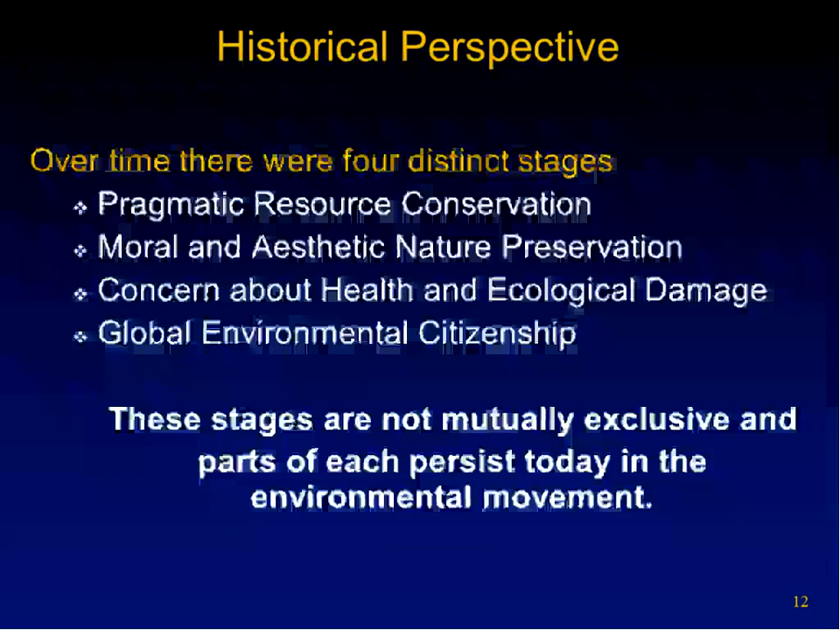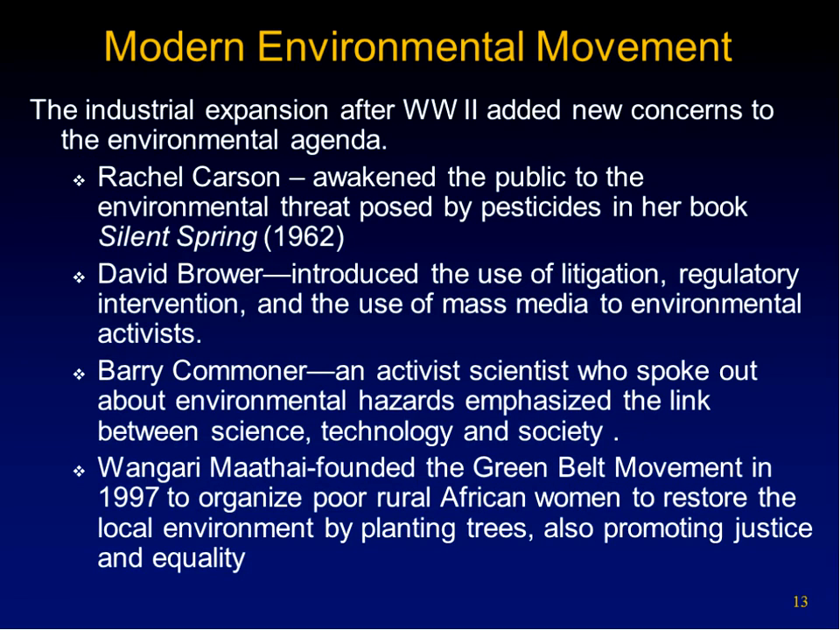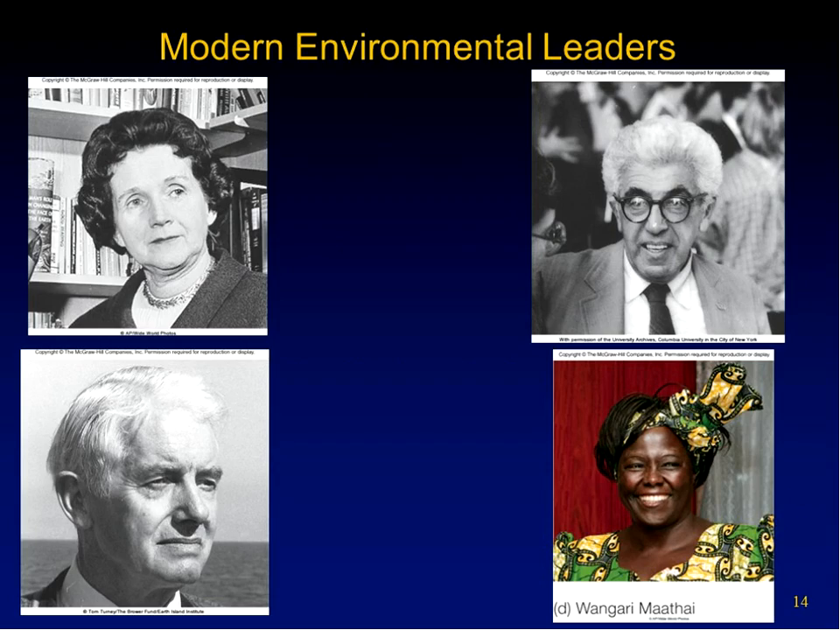Your chapter also goes into a little bit about the history of environmental sciences. And so I'll let you take a look at that and examine the 4 distinct stages. After a brief history, the chapter then goes to a look at some of the key environmental scientists that have led us to where we are today. They're listed here: Rachel Carson, David Brower, Barry Commoner, and Wangari Maathai, the late Wangari Maathai. So I'll talk a little bit about them.